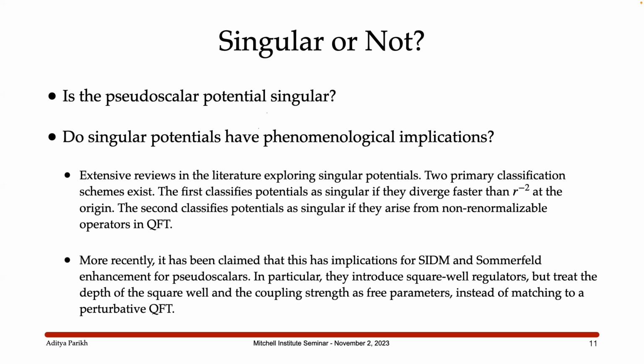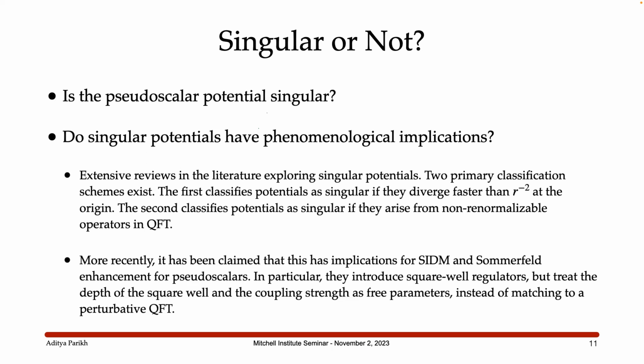And more importantly, if you have a singular potential, does this actually have any implications for phenomenology, right? If it's singular, do we care that we're using this as a description, or do we need to somehow refine this? In particular, if you go literature digging back to the 60s and 70s, when people were thinking about these questions, you end up finding lots of reviews that try to classify singular potentials using two main classification schemes. The first was just a blanket statement based on the power law divergence of the potential. So anything that goes faster than 1 over r squared at the origin is singular. According to that classification scheme, the pseudoscalar potential that I talked about would be singular.